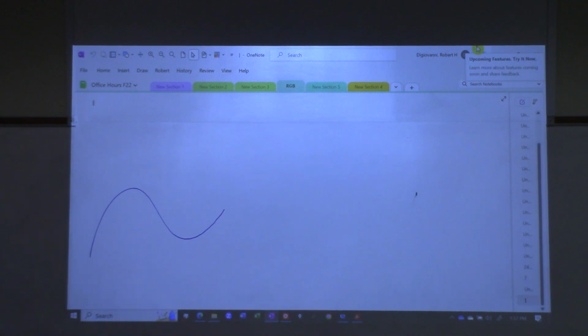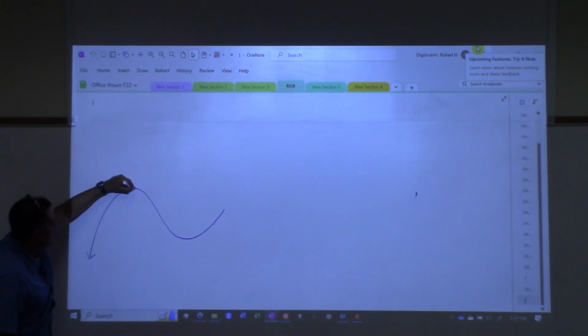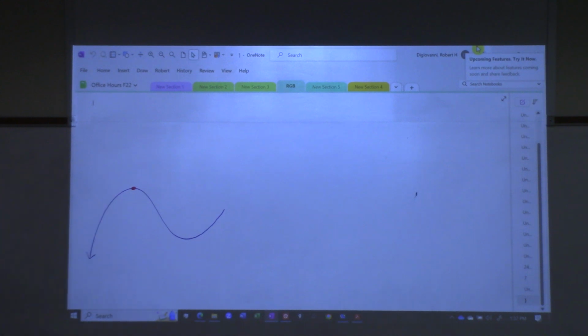Do you all see a local max? And by the way, this continues, okay? Do you all see a local max? Yes? Right here? Tell me about the derivative at that point. The derivative is 0. Do you all agree?